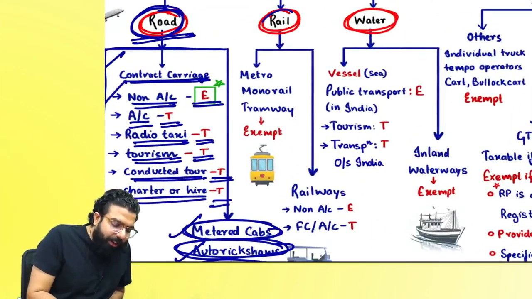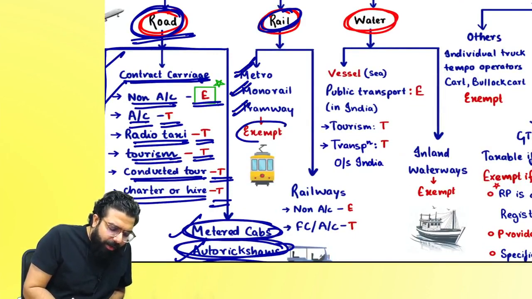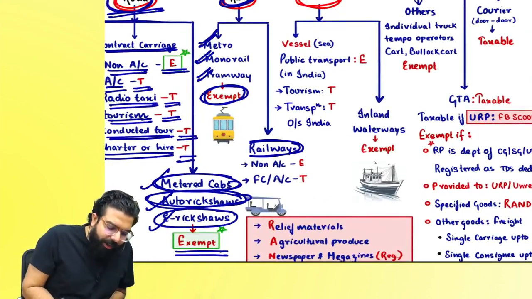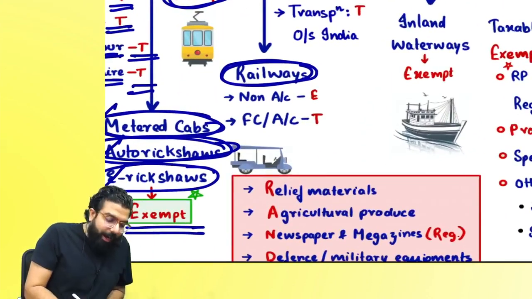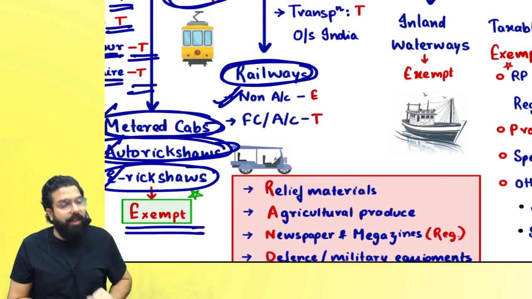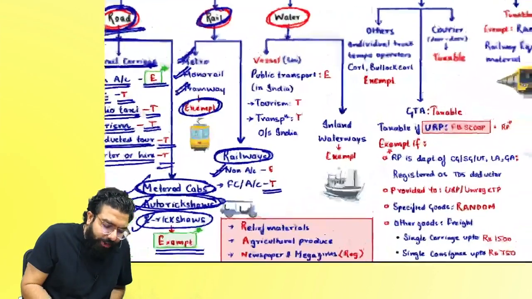Then we have railway transportation. If it is happening through metro, monorail, tramway, then the government always told exemption. In Indian Railways, if transportation is happening and it is non-AC, then it is always exempted. First class, AC, non-AC doesn't matter. First class and AC is always taxable.